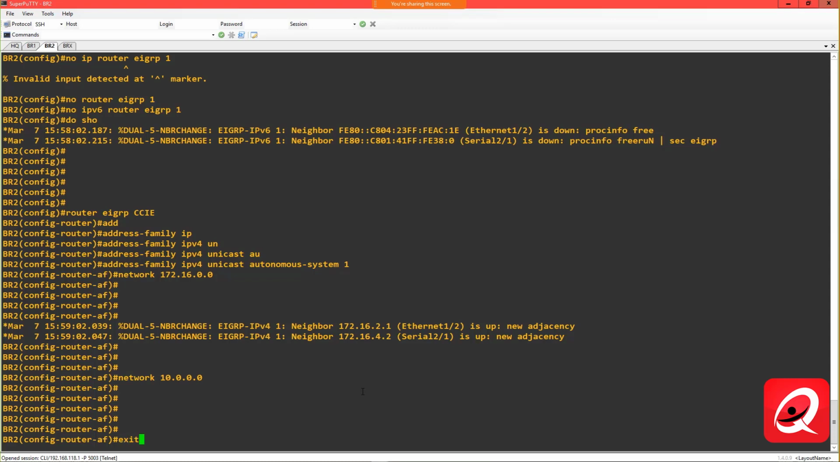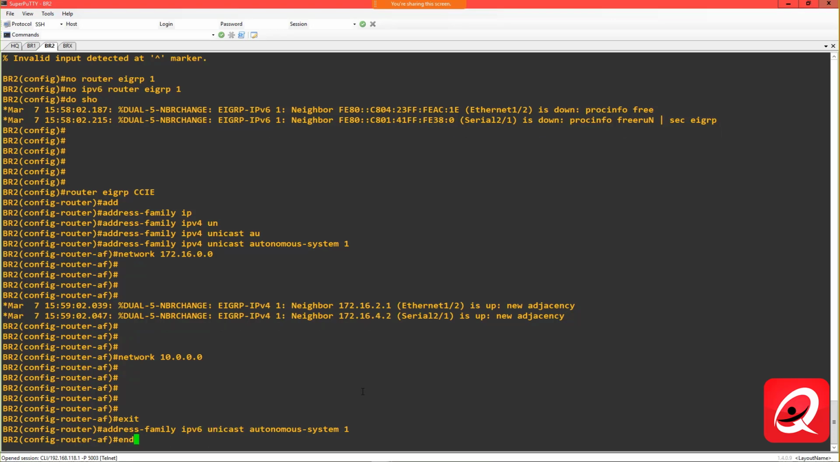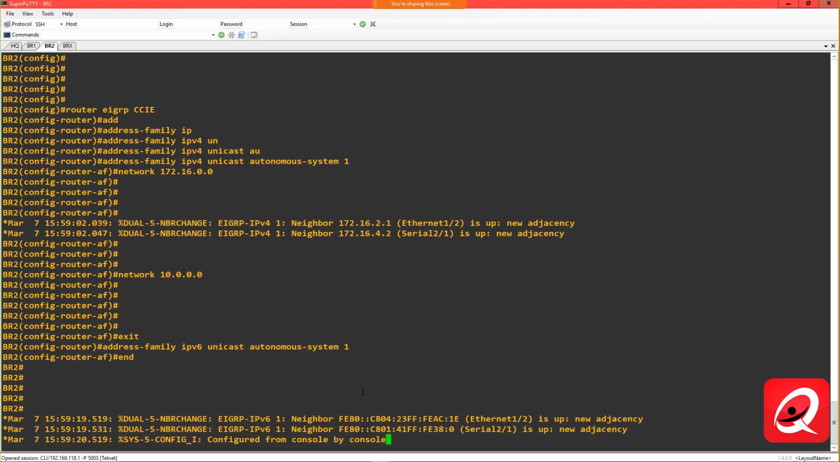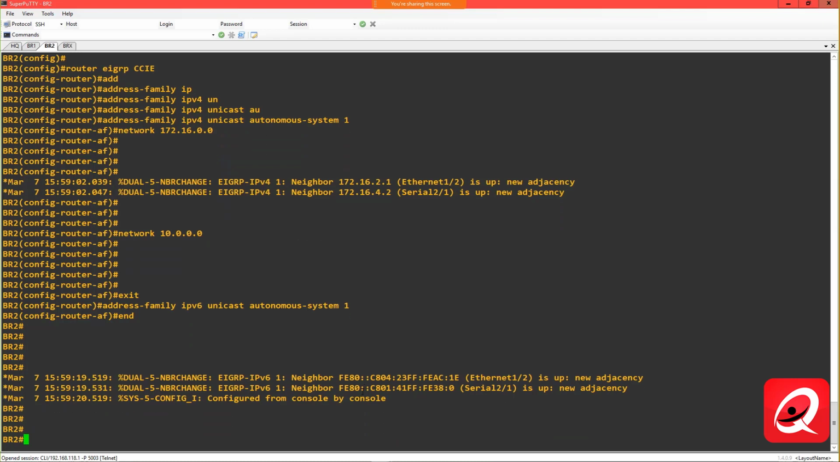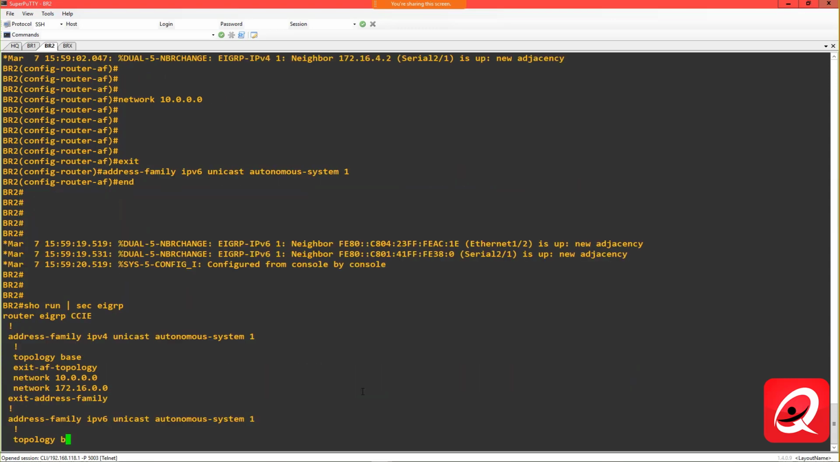Now I need to go to address family for IPv6. And in this particular case, as soon as I put in the autonomous system, it's automatically enabling EIGRP for IPv6 on all of the interfaces. And we would want to go make those interfaces passive that we don't want to run EIGRP for IPv6. All right. Show run pipe section EIGRP. And we can see that we're running now in named mode on this particular router.